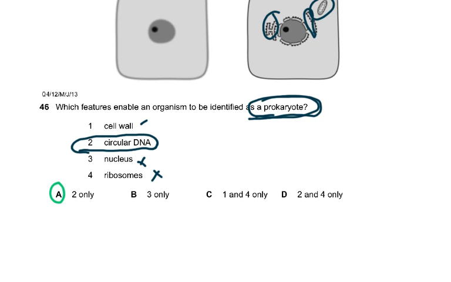Cell wall is present in everything. Fungus has a cell wall. Bacteria has a cell wall. Plants have a cell wall. Algae have a cell wall.